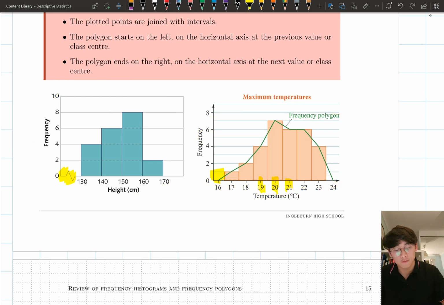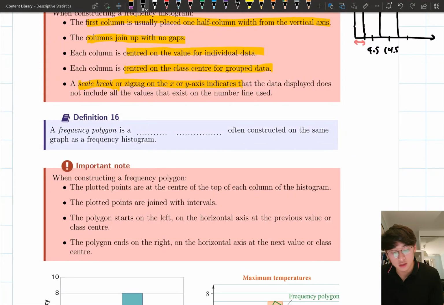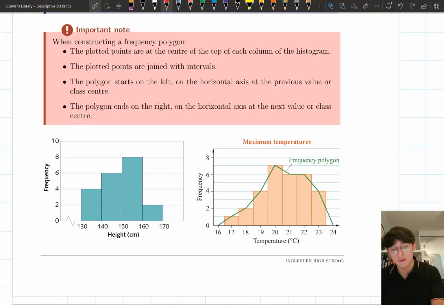Okay, so that's one of our first data displays, the histogram. Now the second part is the polygon. Now a frequency polygon is a line graph often constructed on the same graph as a histogram. So if you have a look at this second example over here with maximum temperatures, the polygon is just that green line that's drawn on top of the histogram.